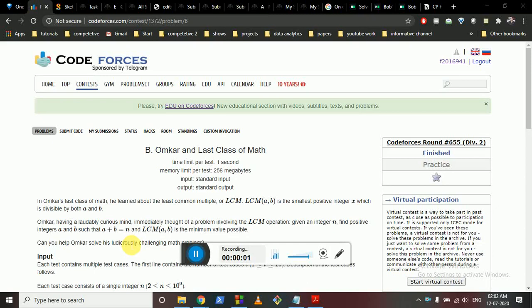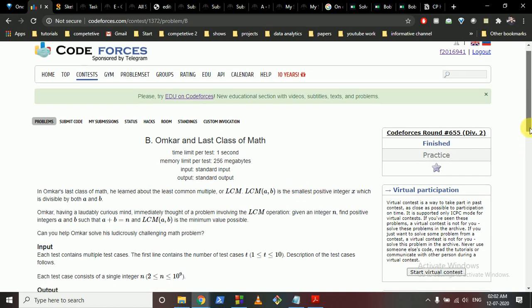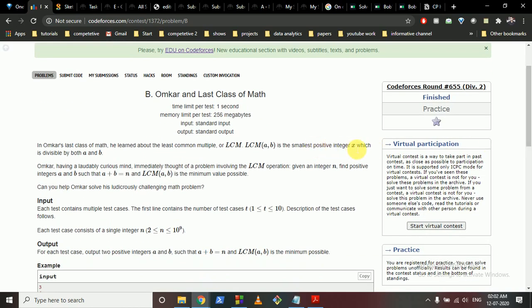Hello friends, today we're going to discuss problem B from the latest Codeforces Round 655, Omkar and Last Class of Math. In Omkar's last class of math, he learns about LCM. As you know, the LCM is the smallest positive integer x which is divisible by both a and b.